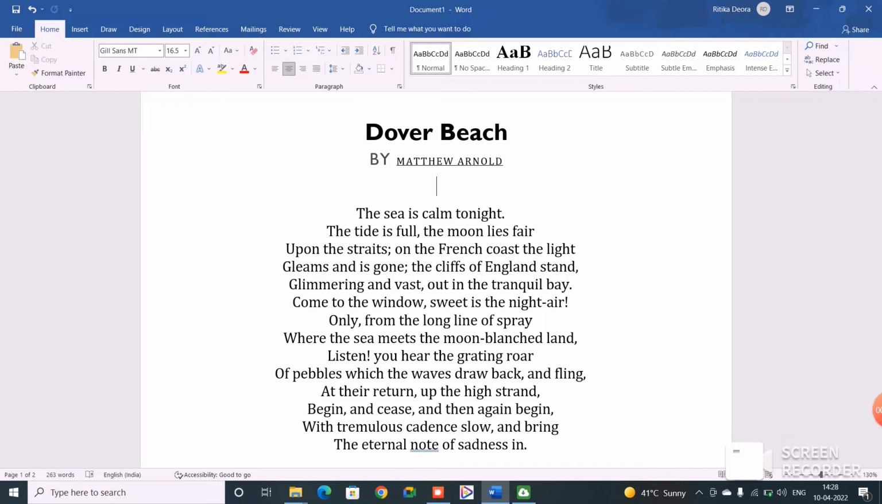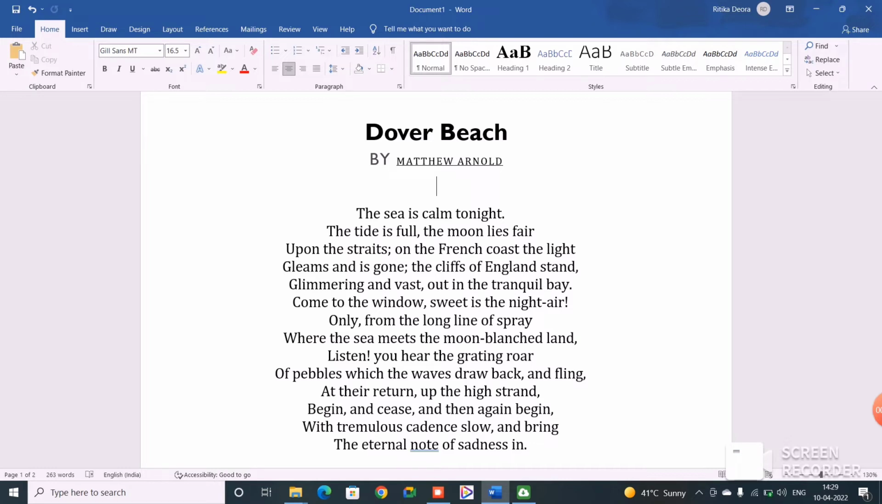Then he says, "Come to the window, sweet is the night air." Now, if you read this line carefully, the poet is asking someone to come to the window. Now, who is this someone? Obviously, it is not the readers, because we are not directly in the scene when the poet is describing this nature. It is a reference to someone who is there along with the poet in the room itself.